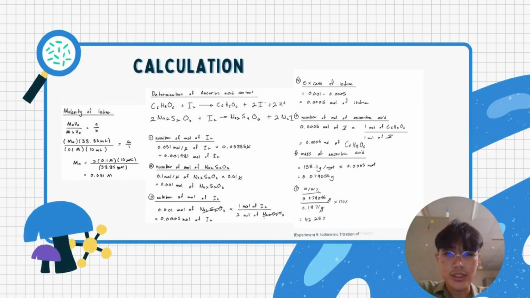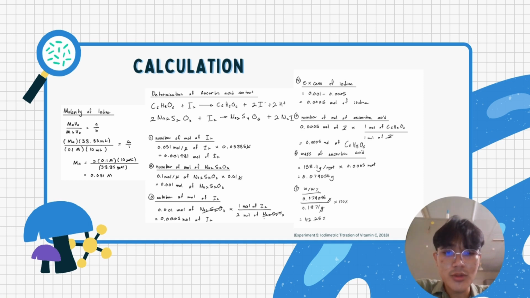Now we will go on to the calculation of the concentration of ascorbic acid in the vitamin C tablet. First, we have to determine the molarity of iodine solution through the standardization of iodine solution. From that, we got 0.051 molarity of iodine solution. From the molarity, we need to find the number of moles of iodine solution, which is 0.001981 mole. Next, we have to calculate the number of moles of sodium thiosulfate, which is 0.001 mole.